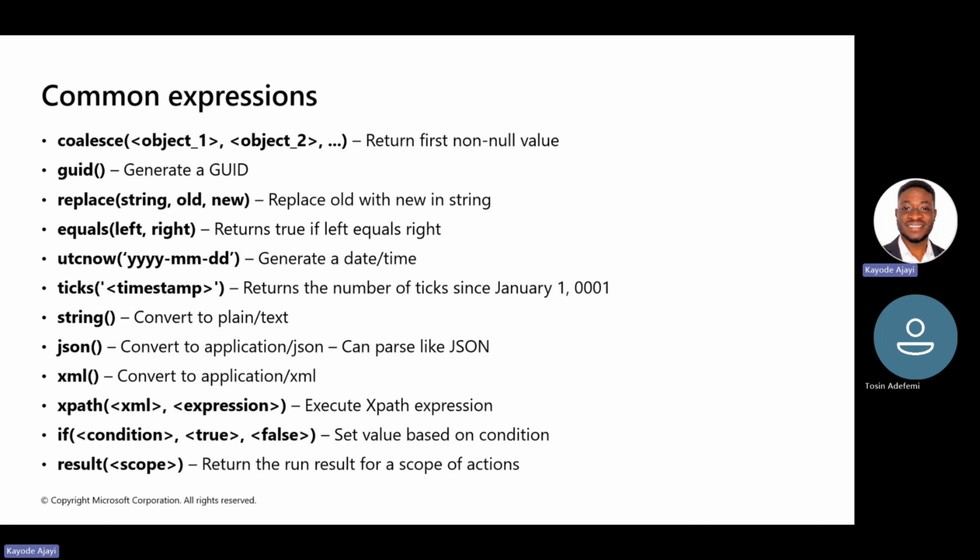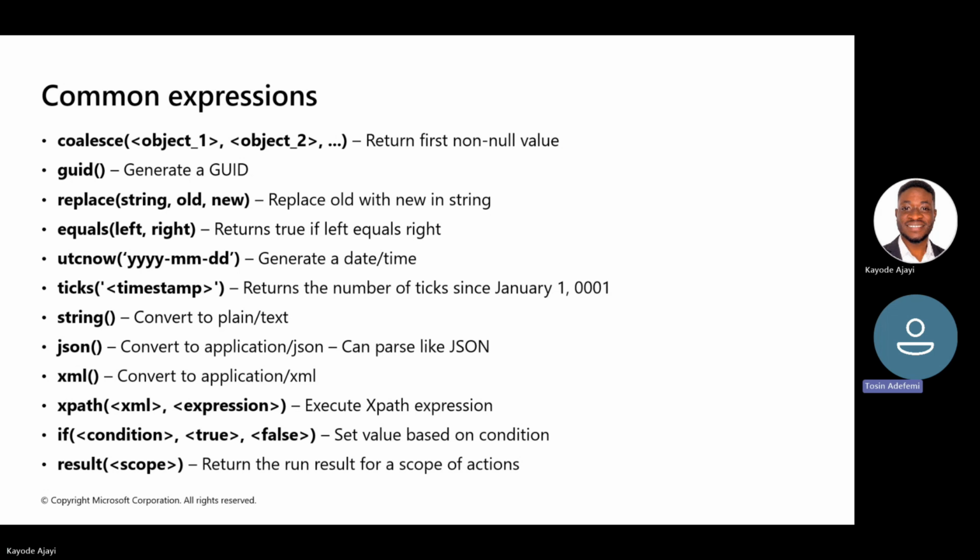Have you played with coalesce before? I've used coalesce in Power BI. Okay, awesome. So it's going to be the same concept. It returns the first non-null value, and you can use it to preserve your data integrity, right? We also have GUID, which we talked about. Sorry, Replace, let me ask about coalesce.